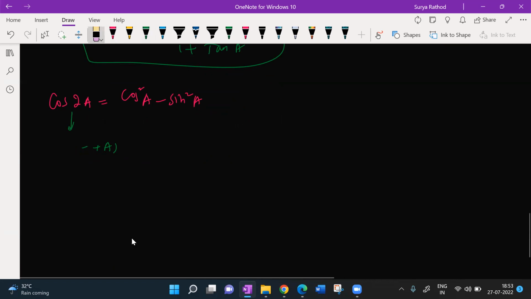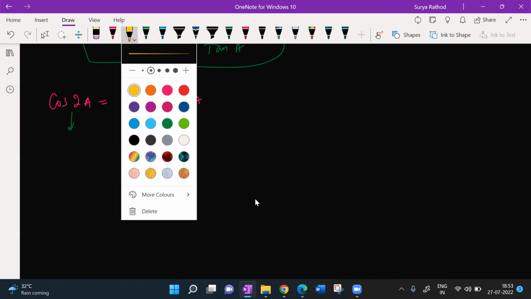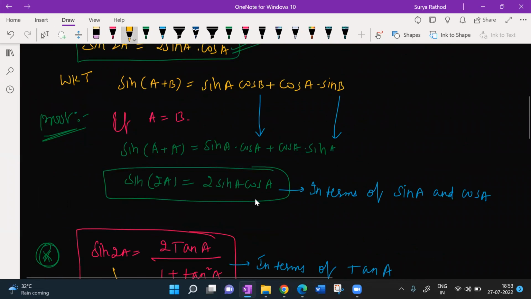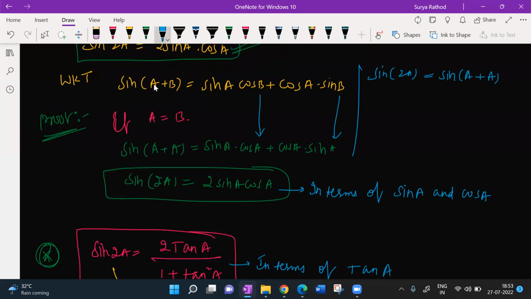Look at this, if you don't understand. In the previous formula also, this can be proved like this. Look at it here. Sin 2A I have. Sin 2A can be written as sin of A plus A. So now can I apply the A plus B formula here? Sin A cos B, B is what here? A. Plus cos A sin B. So 2 times sin A cos A. Done.